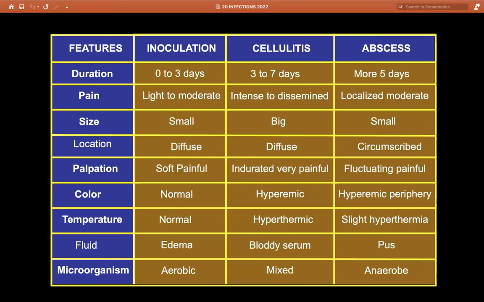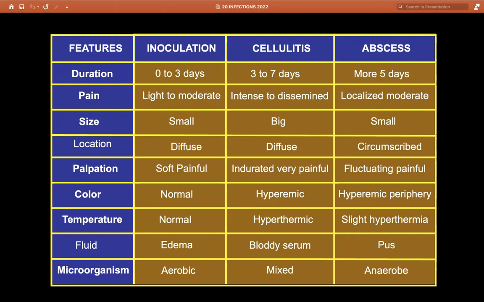Now, temperature-wise, in the inoculation, the temperature will be normal. We don't have any high temperature. In the cellulitis, we have a hyperthermic area of the soft tissue and the skin. And in the abscess, it will be slightly hyperthermic. It will be a little bit warm.